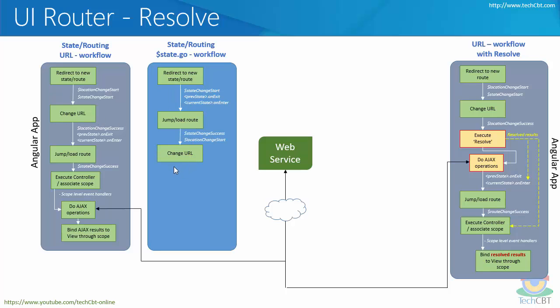Now it actually tries to change the URL. So before even trying to change the URL, you can see the state needs to be successfully loaded, and after that it fires state change success event, and then it actually fires location change start.